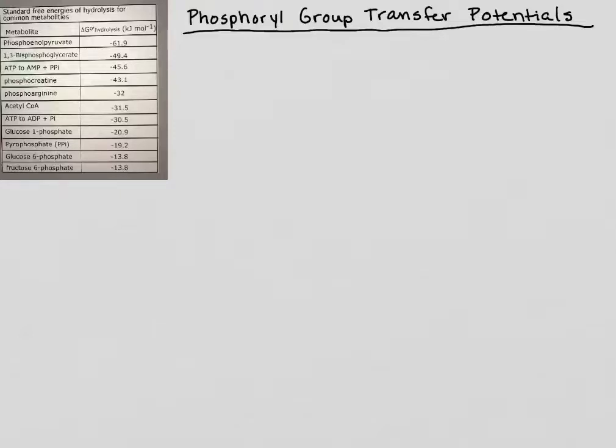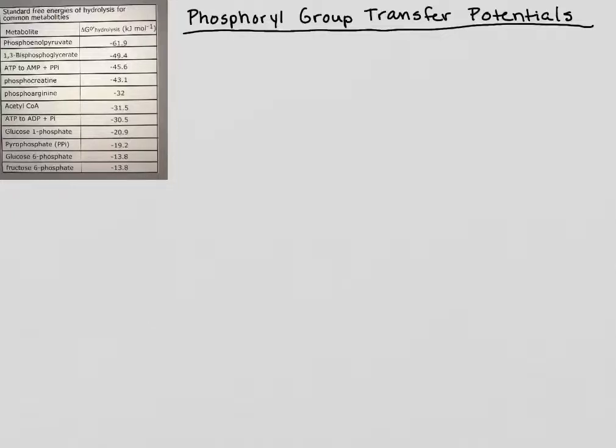ATP is special because of its phosphoester and phosphoanhydride bonds that are high in energy, but it's not the only thing that makes ATP special. Now, certainly these are the bonds that enable ATP to power endergonic reactions. And as we look at this table of phosphoryl group transfer potentials, we can understand that in a more intimate way.